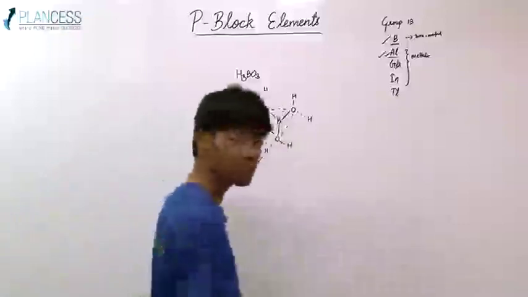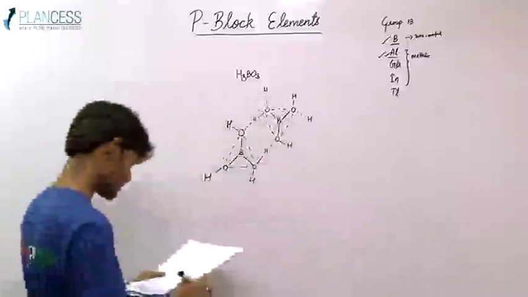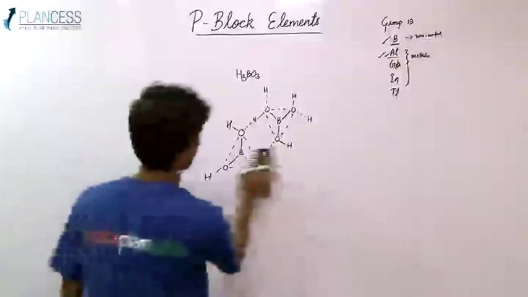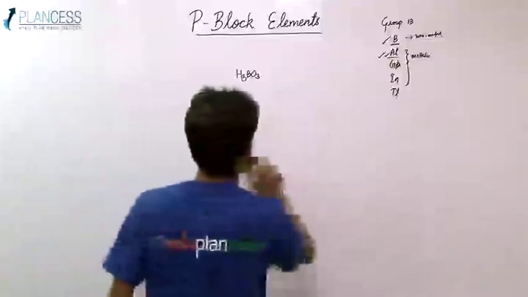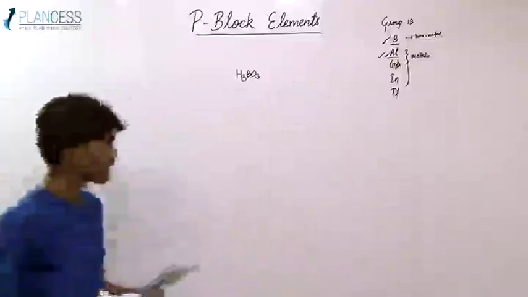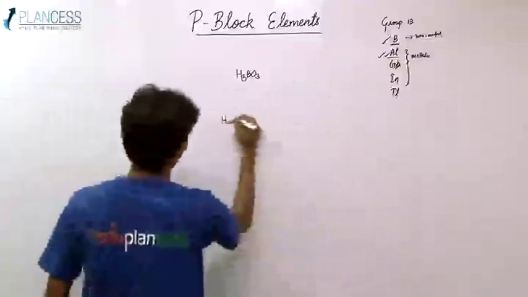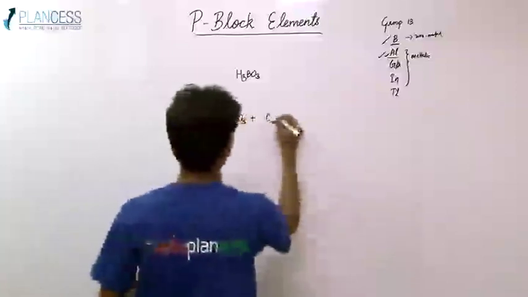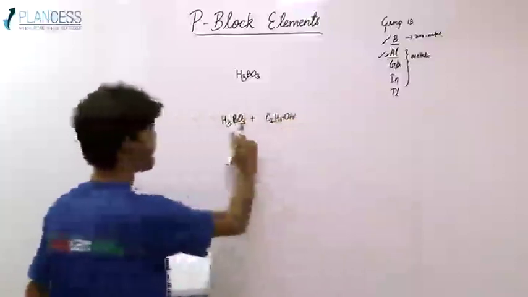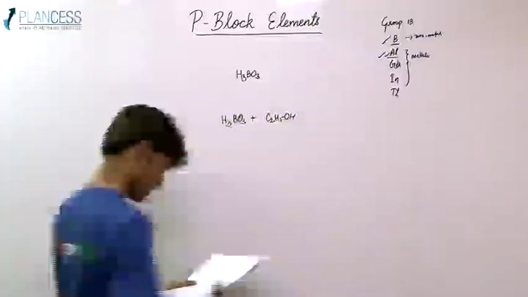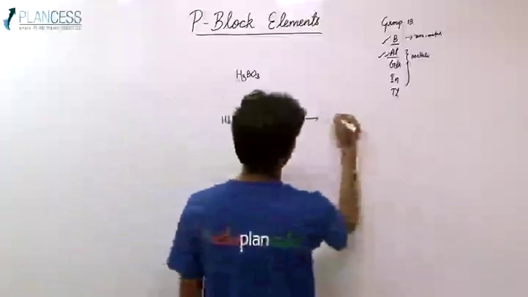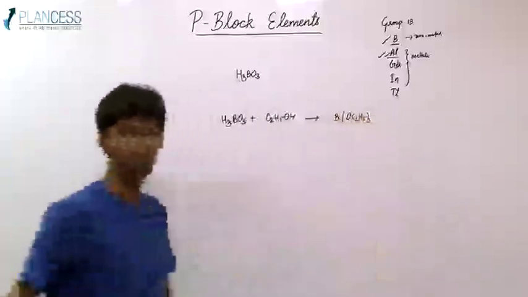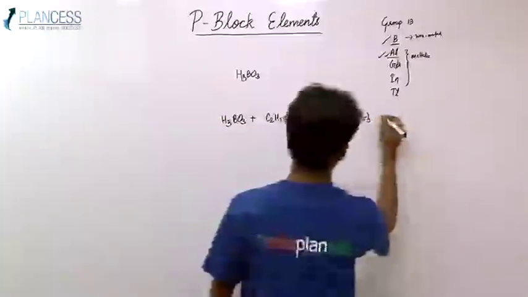Now as far as the test for borate radical is concerned, for the test of borate radical we use ethyl alcohol or C2H5OH. That is, when the H3BO3 is added to more C2H5OH, this oxygen of C2H5OH attacks the vacant 2p orbital of boron and replaces the OH and forms B(OC2H5) whole thrice. This is the product formed, and something 3H2O.